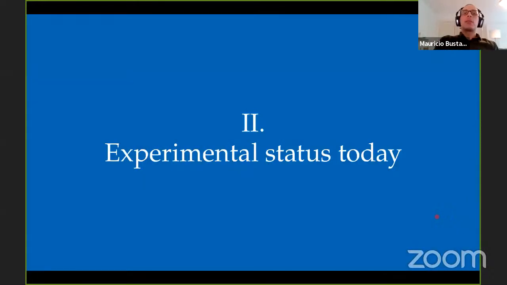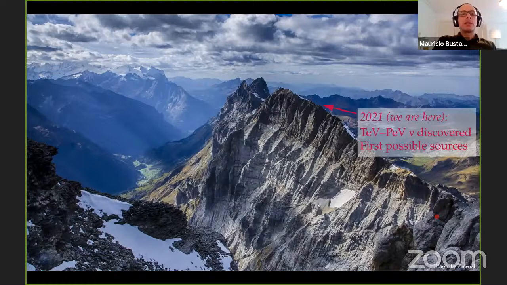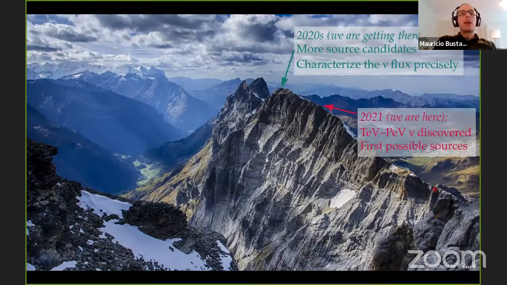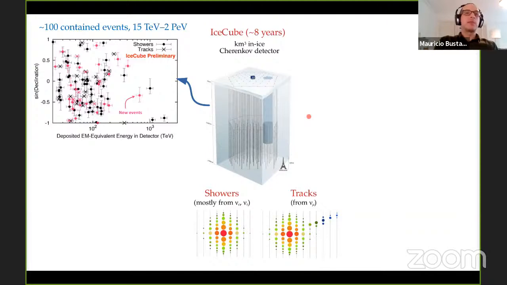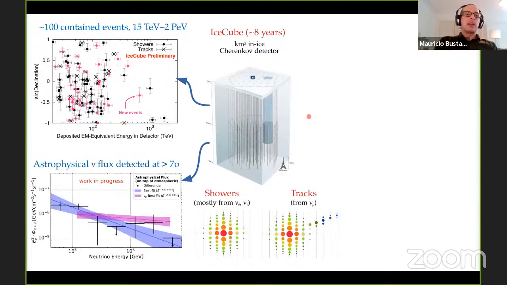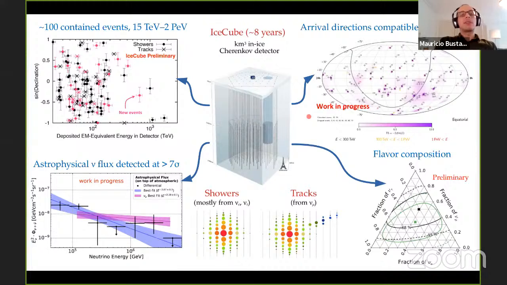So let me talk about experimental status. And remember, it's been a few years since we discovered astrophysical neutrinos. We're here, and we're now building more statistics and finding more source candidates. So IceCube has been running for about 8 years at this point, at least in its full configuration. And it's found a lot of things. It's found about 100 contained events. By contained, I mean events where neutrinos interacted inside the detector.